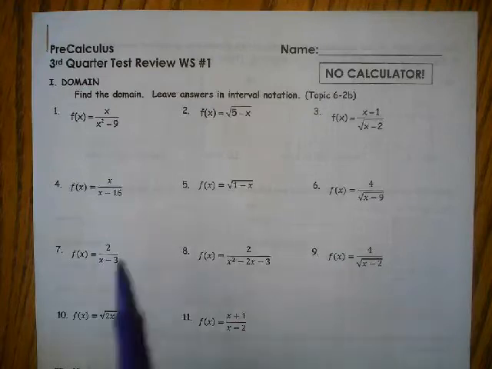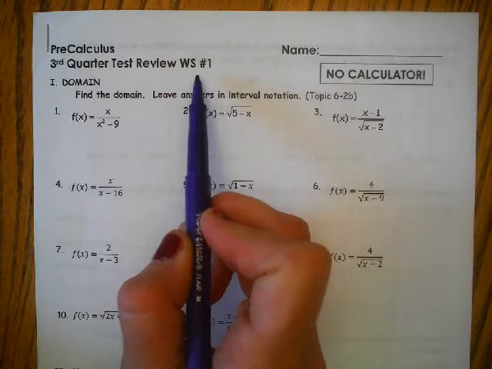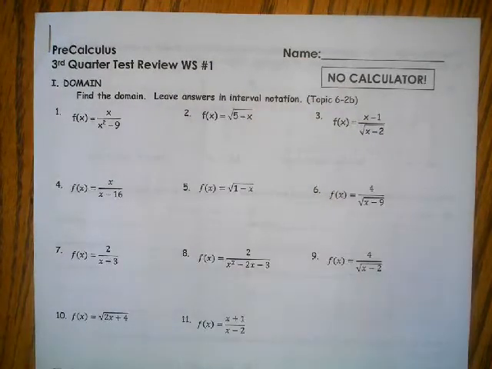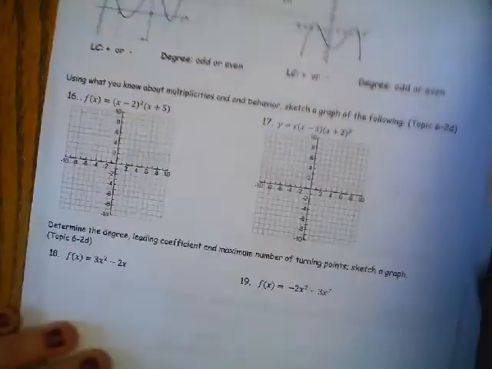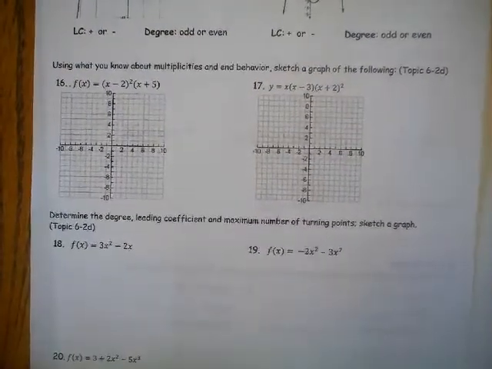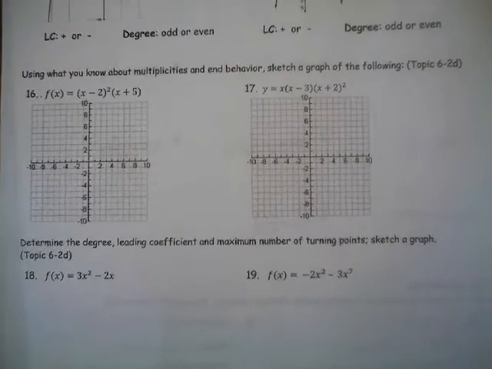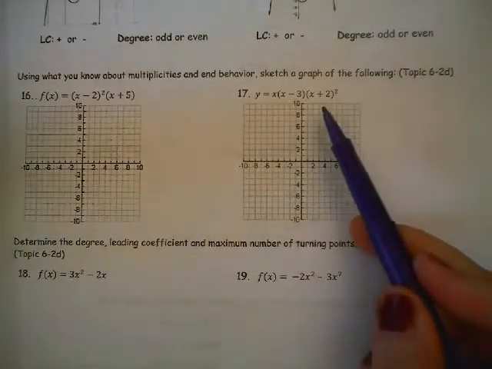We'll be going over some questions that you all asked on this third quarter test review. The three questions are number 17, 27, and 33. I'll start on number 17, which asks us, using what we know about multiplicities and end behavior, to sketch a graph of the following. This is the one we're talking about here.